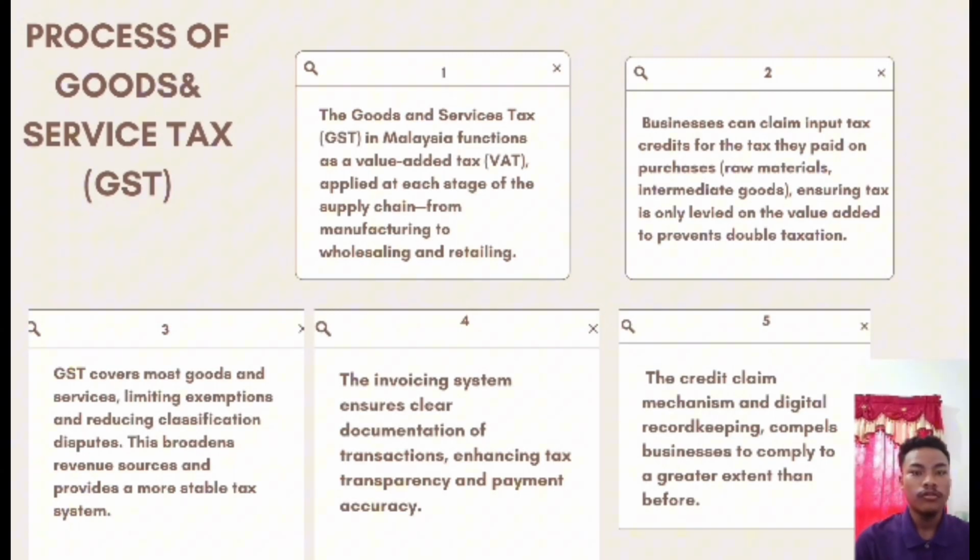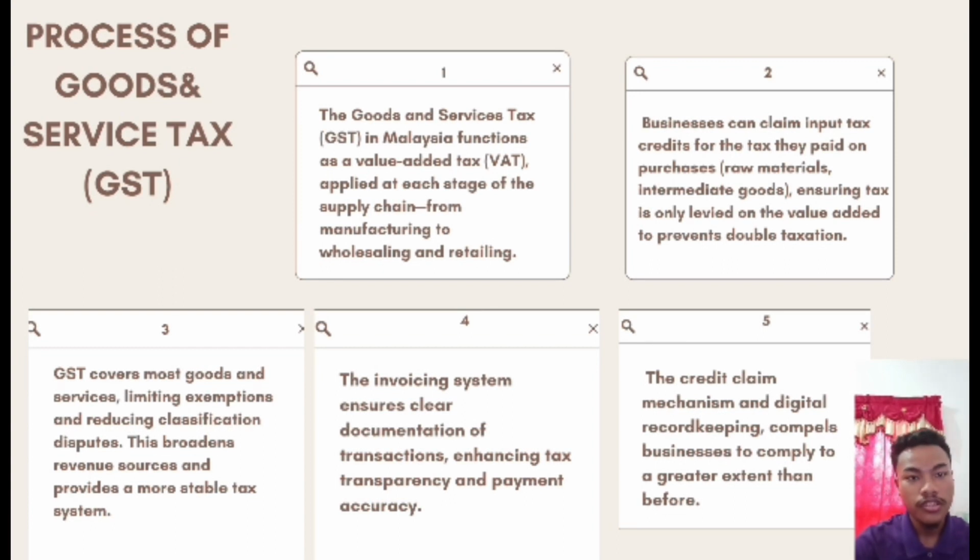I'm gonna explain about the process of goods and service tax, which is GST, and then I'm gonna explain also about the process of SST, sales and service tax. Now we go to our first point, the process of GST.